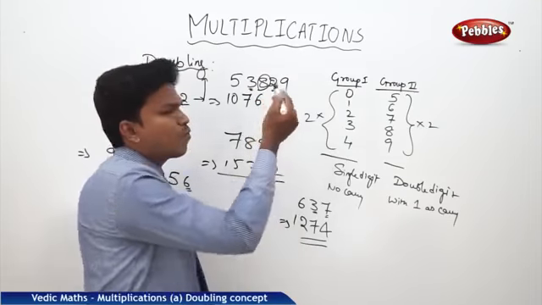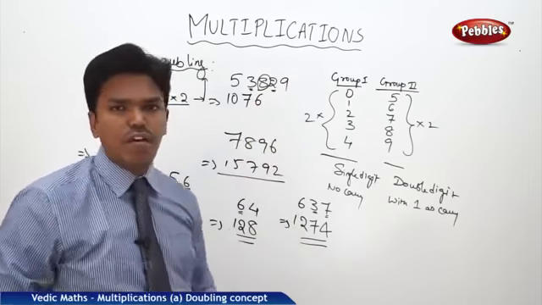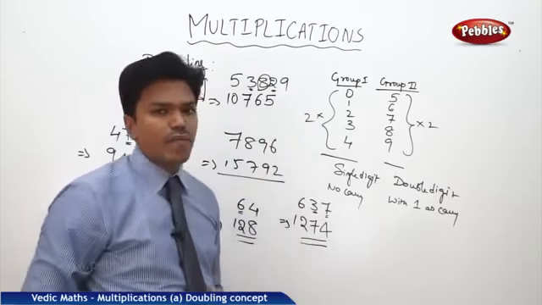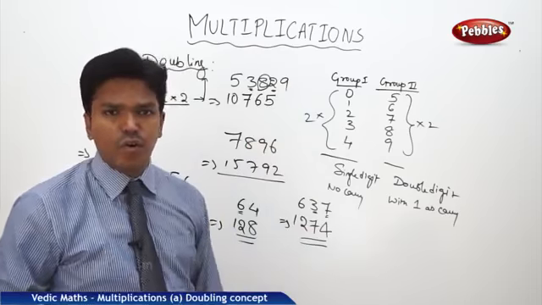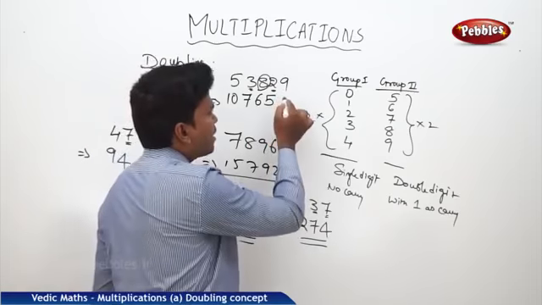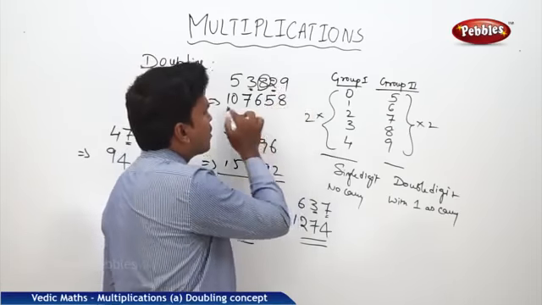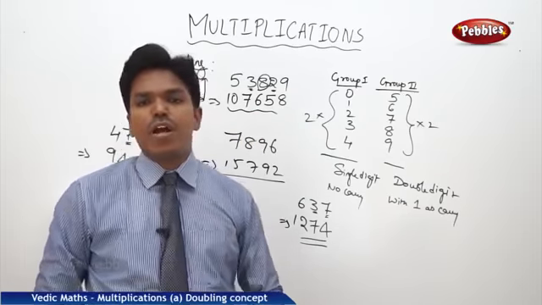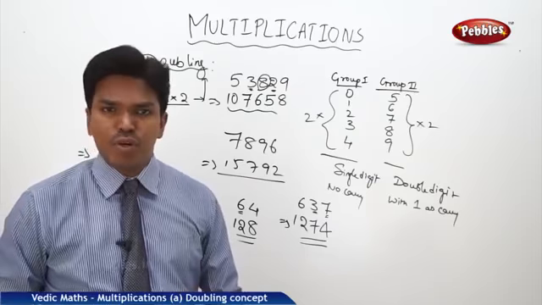Why? Because the next number is group 1. Now what is 2 2s? 4, but 5. Why? Because the last number is group 2. Now what is 2 9s? 18. Lastly it will be 8 only. Why? Because there is no further number. Like this we can do the doubling concept as fast as possible.